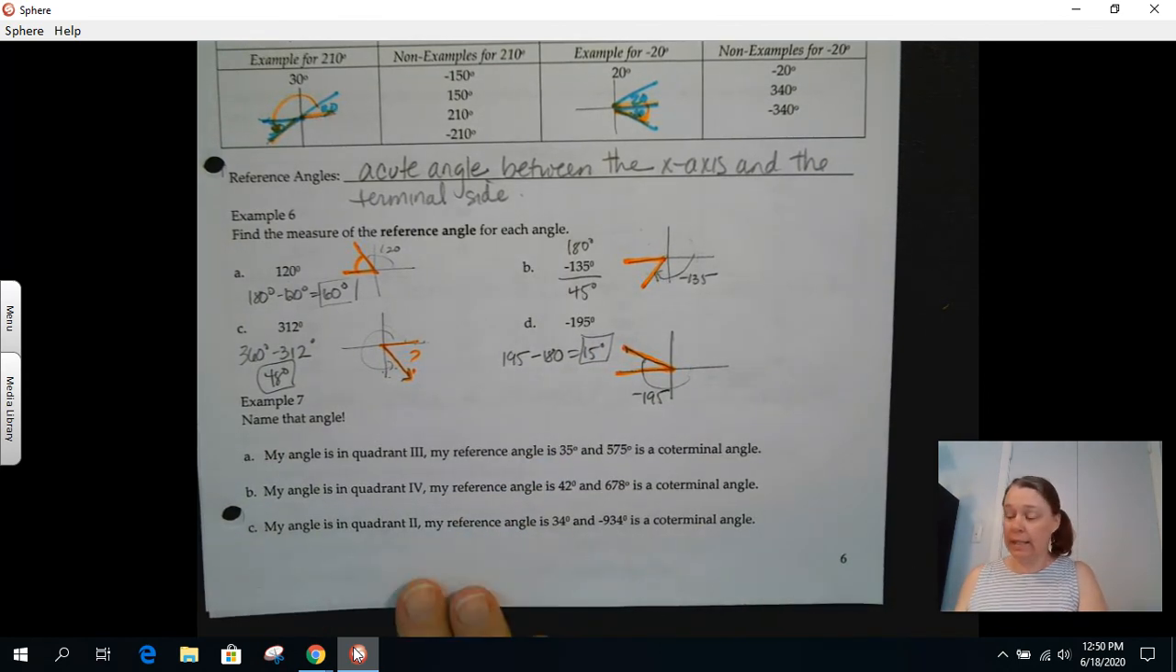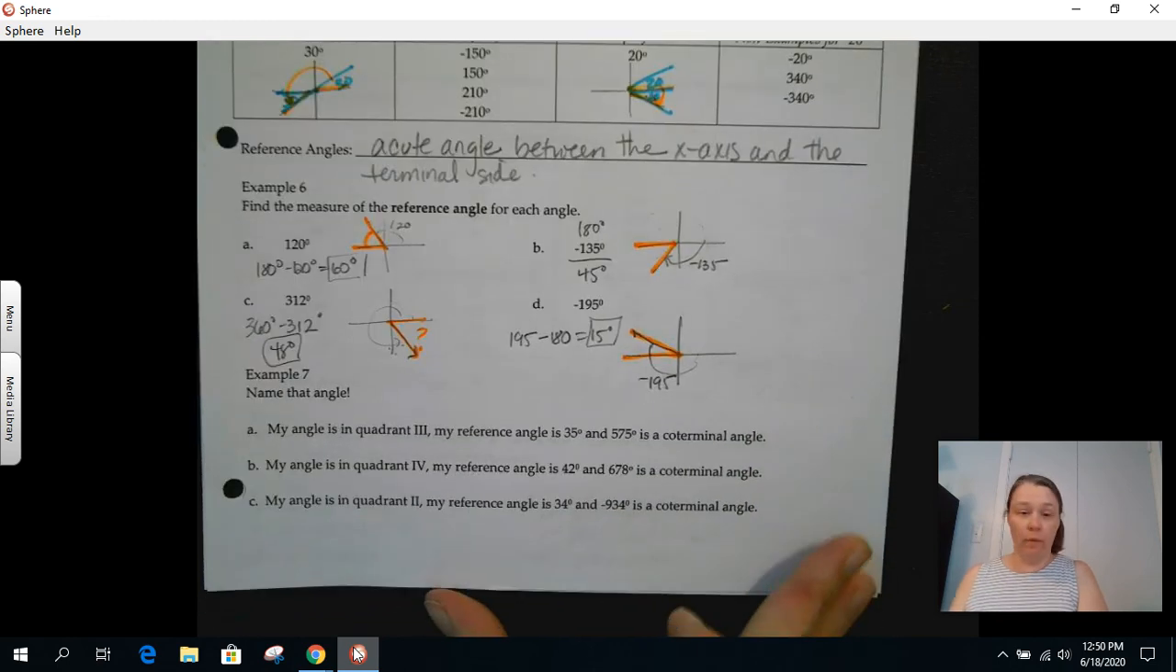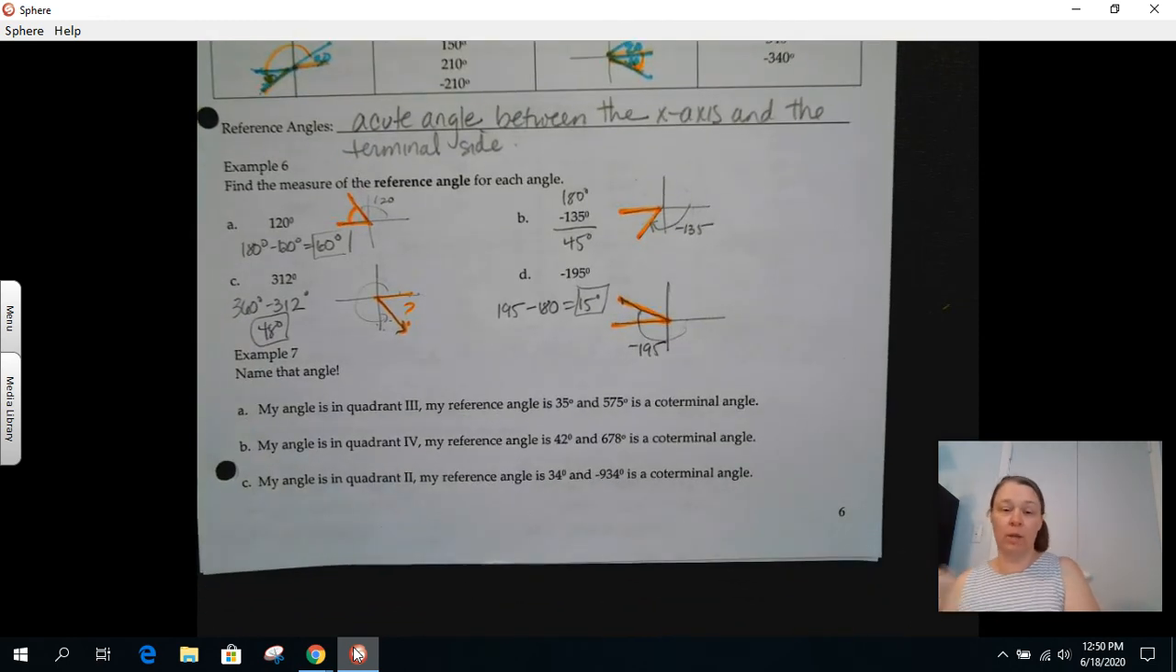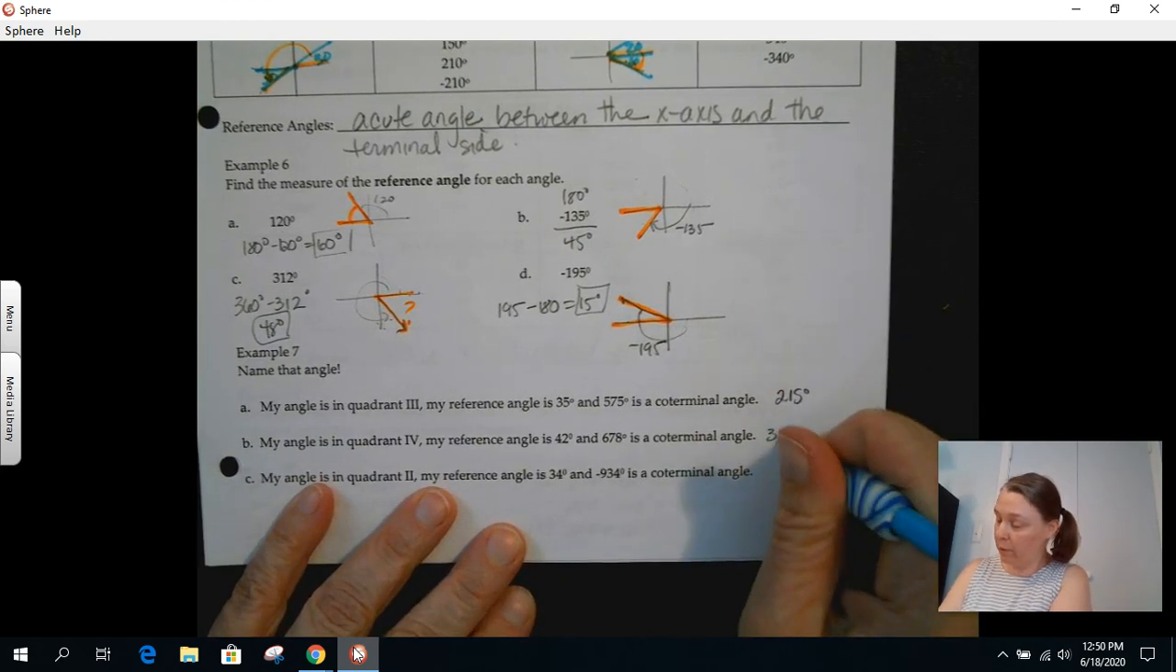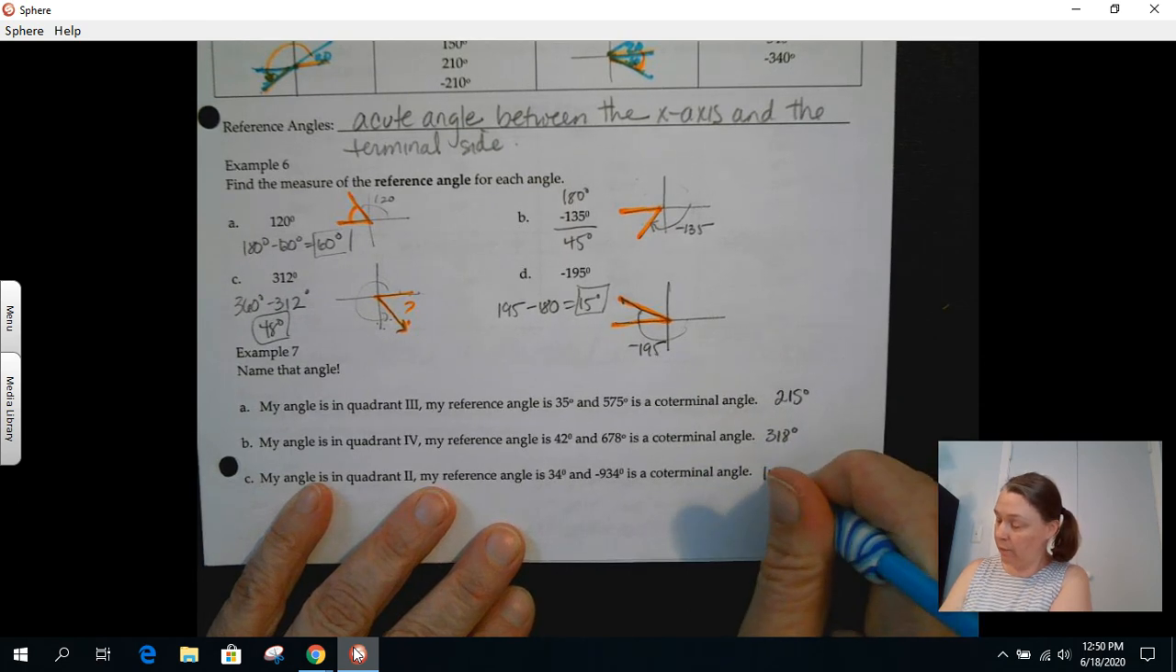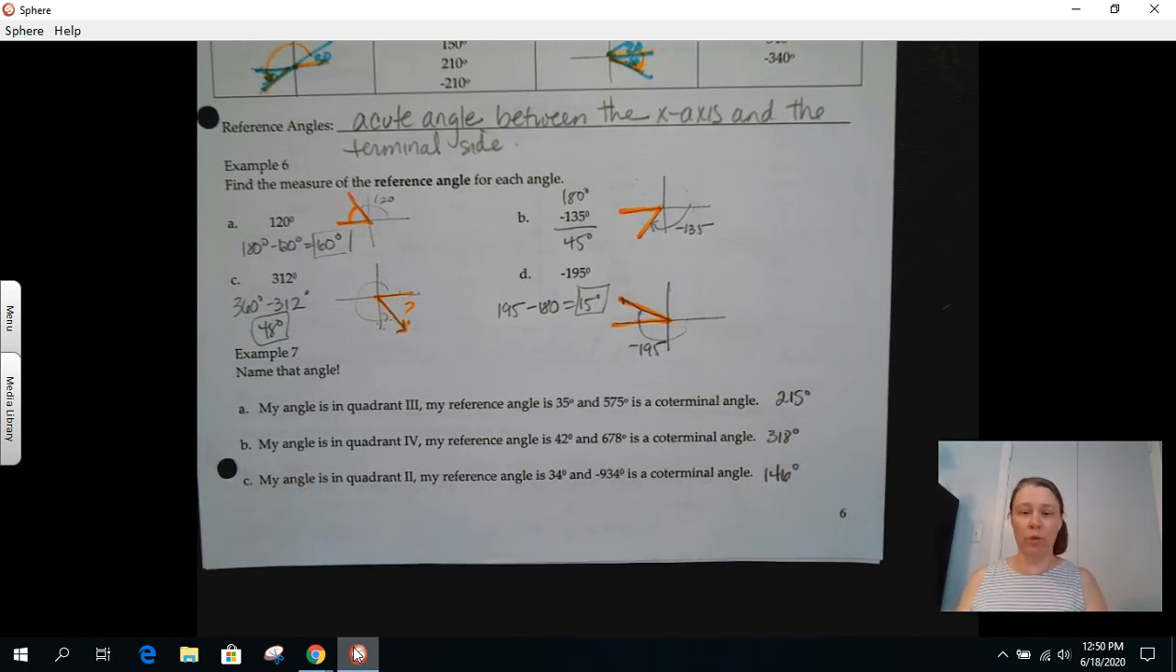This last example is just a little bit more practice if you want to try it. It gives you some information about, if the reference angle is this, the coterminal angle is that. I'm going to jot down answers if you would like to try those. You don't necessarily have to. We've done a lot of practice already.